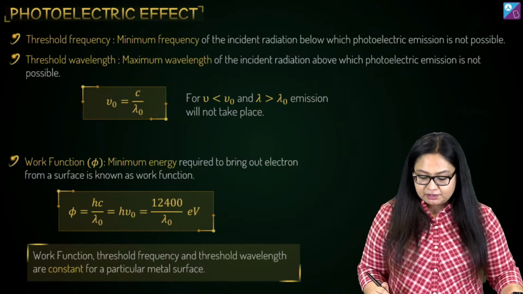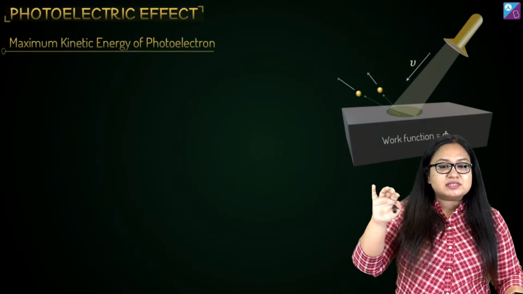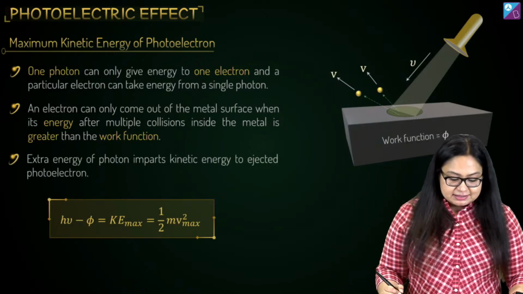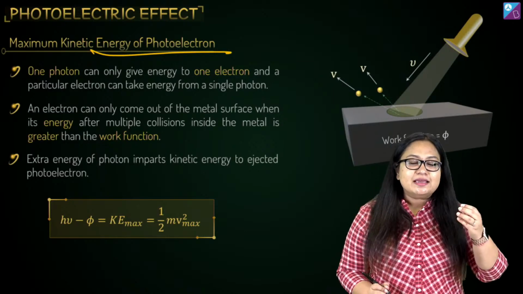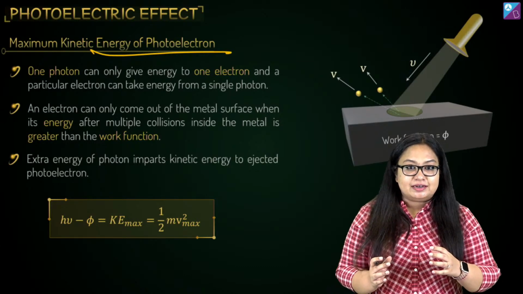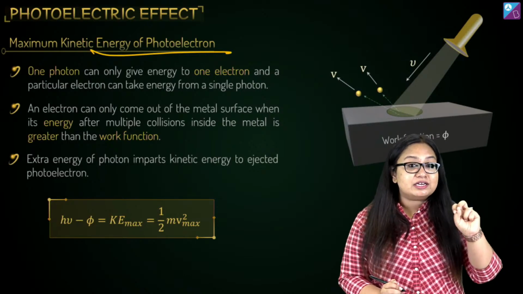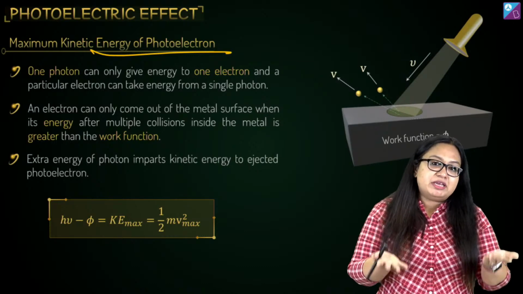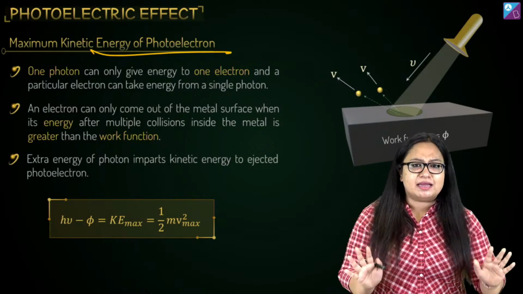Now, let's talk more about what happens to these electrons. When these electrons come out, they should have some energy, right? So, what happens to a photoelectron? A photon goes in and expends a certain amount of energy to bring the electron out. That energy that is expended is the work function. Beyond that, whatever energy is left, that will be the energy the electron is left with. That's about it. Simple math.